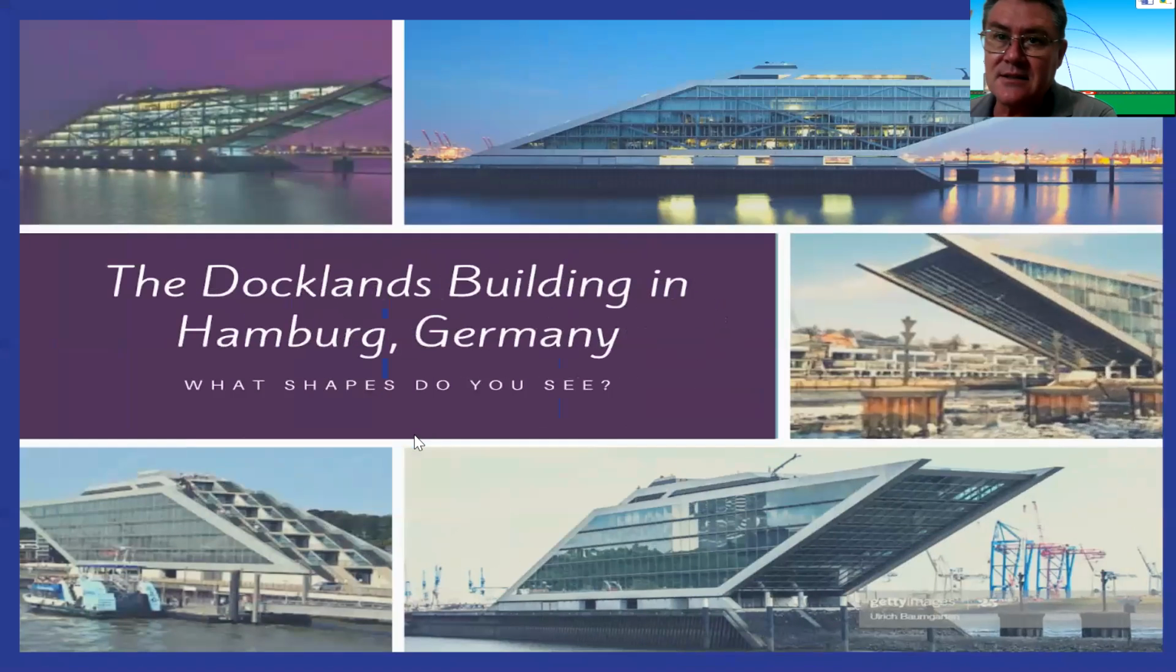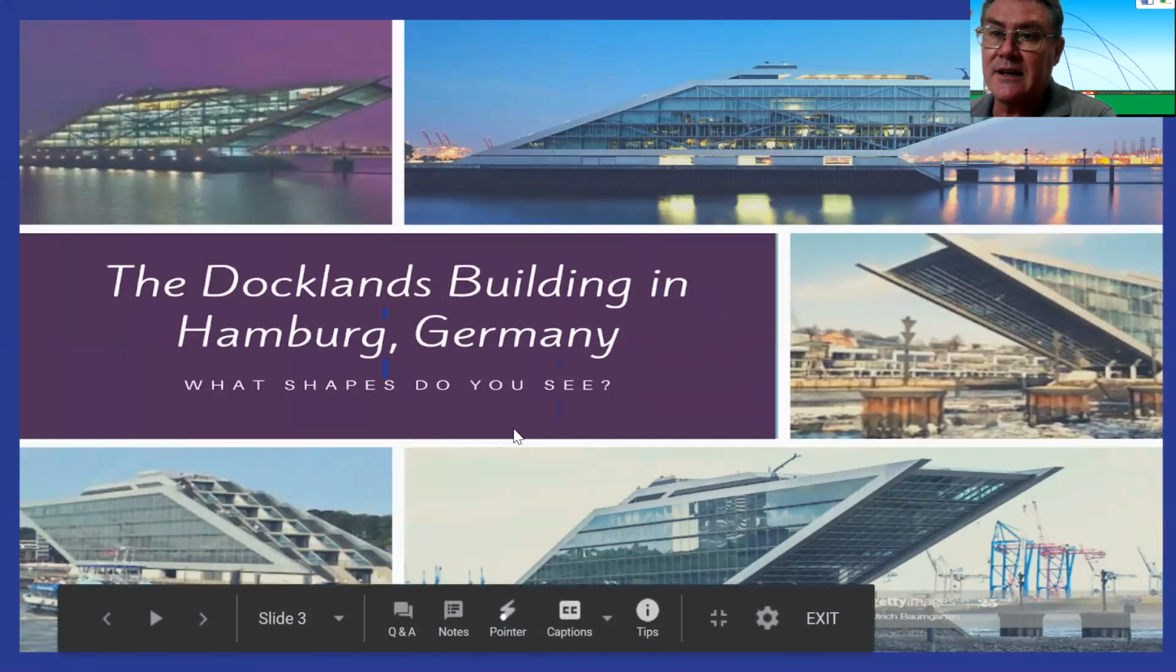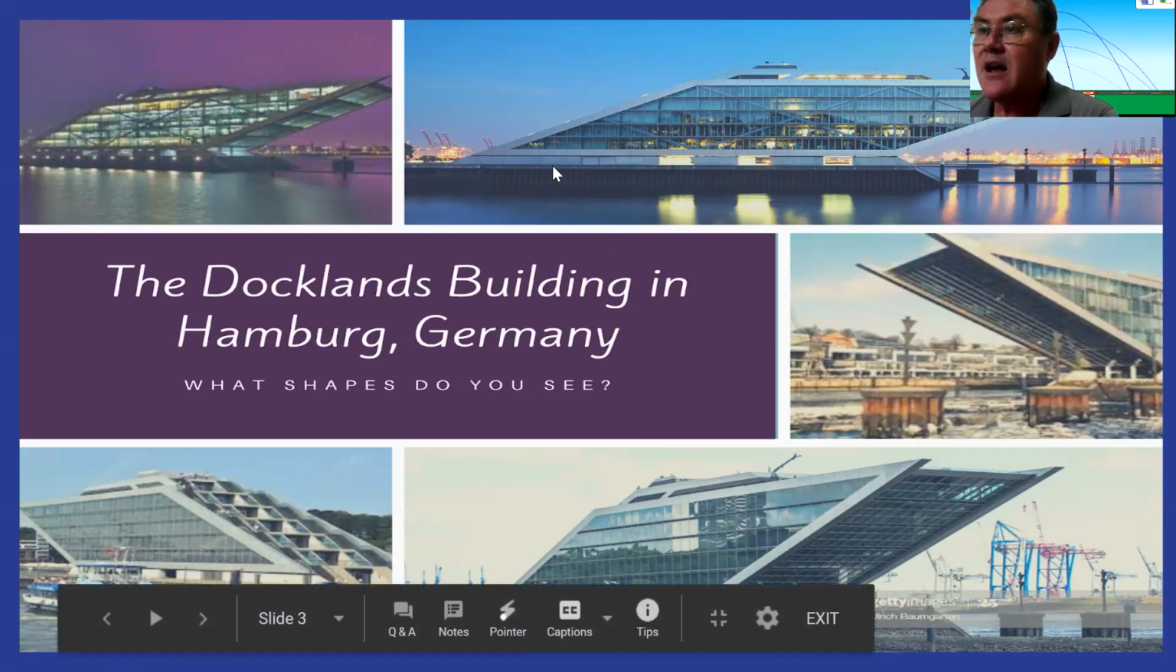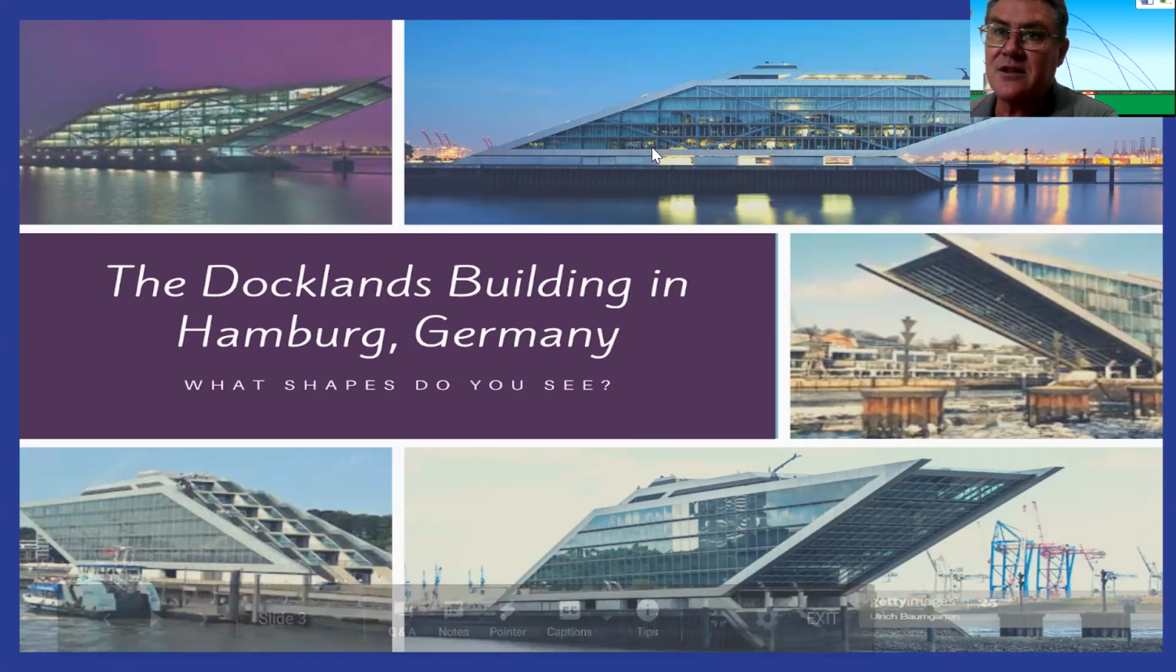Next up is the Docklands building in Hamburg, Germany. Now, has any one of you seen a building in this shape? We can all recognize the shape as a parallelogram. So this is a building in the shape of a parallelogram. So we've got lots of shapes here. I'm not going to tell you what they are. You're going to tell me.